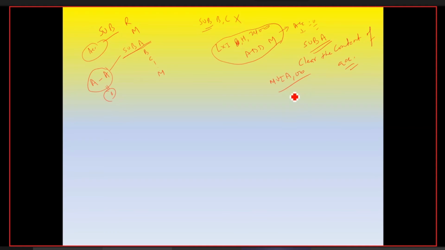Okay, similarly if I want to use register C, we can clear that also. Move C comma A. In A it is 00, that we are moving to register C. Or we can directly write MVI C 00, because we are not sure that the value of register C is 0 or not.